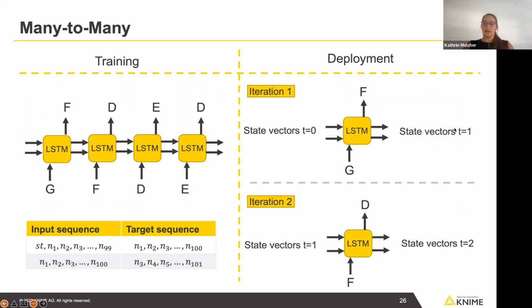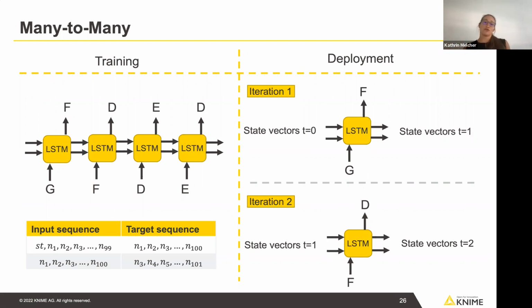Then in the next iteration, we would need the state vectors from the first iteration. We input them again into our recurrent unit together with the last predicted note, in this case F, and then we would predict the next note, and so on. And we also need here again the state vectors from the third iteration, and so on.